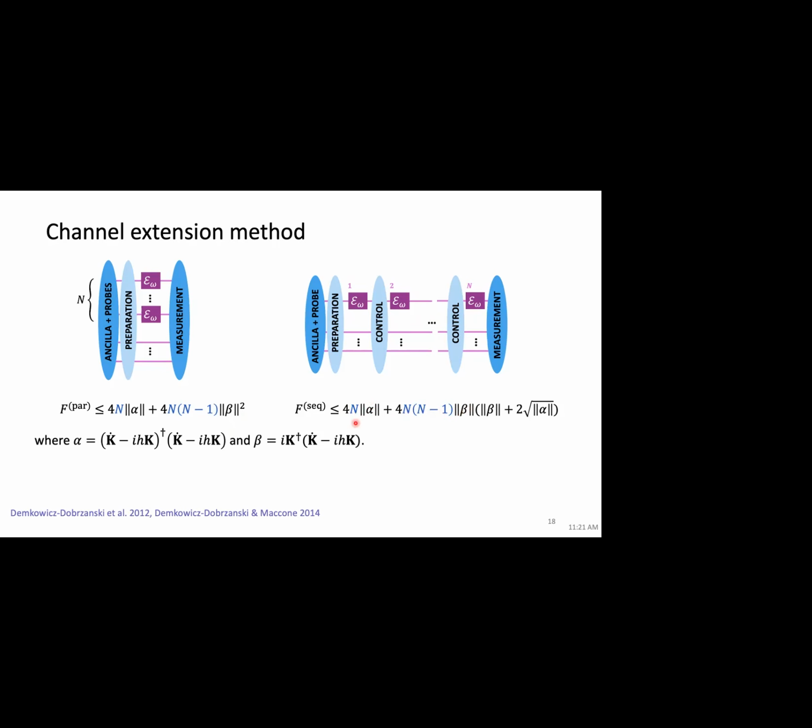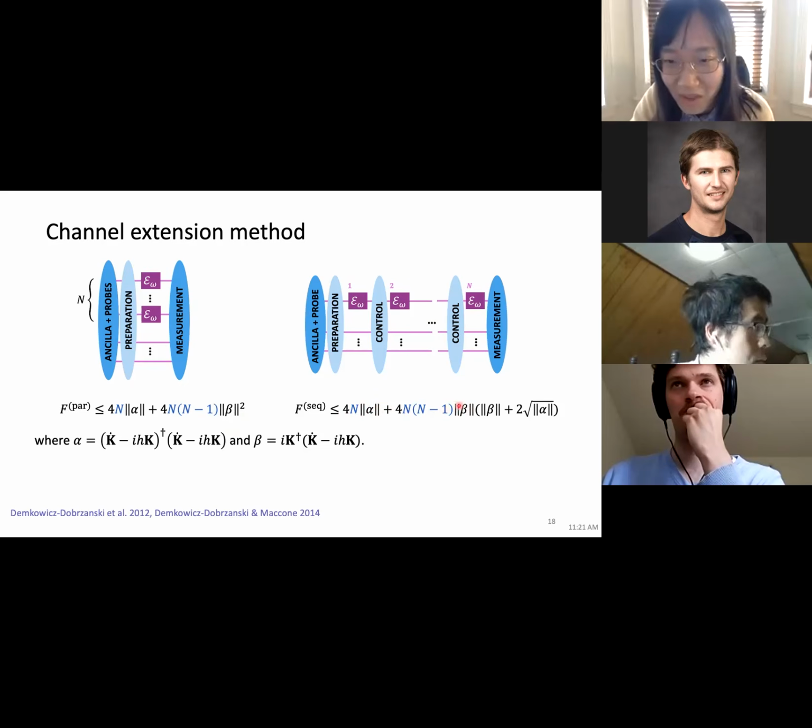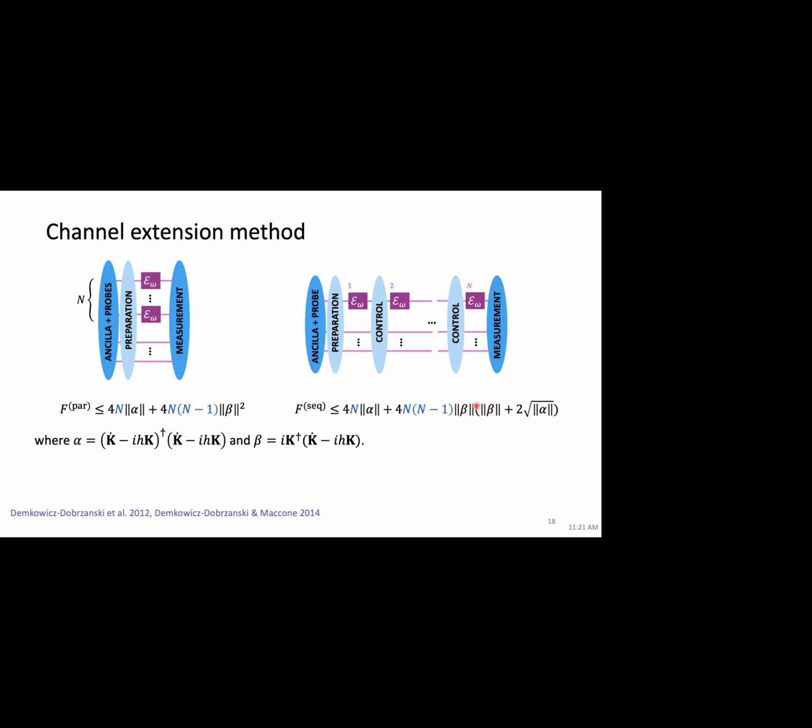The linear part is the same, but the quadratic part is going to be slightly different. Basically, we would have the norm of beta times something which is larger than in the parallel case. But more importantly, we can see that the Heisenberg limit is not achievable if there exists an H such that beta is 0. If beta is 0, then the quadratic part goes away and we can only have the linear term, so we can only reach the standard quantum limit.